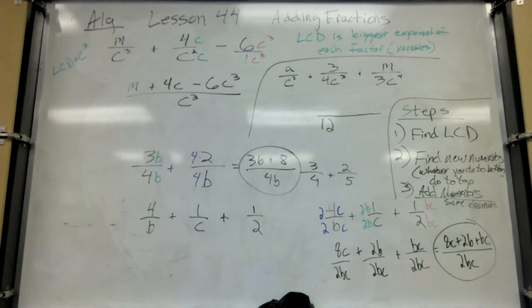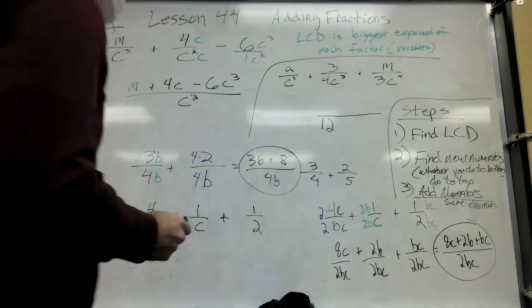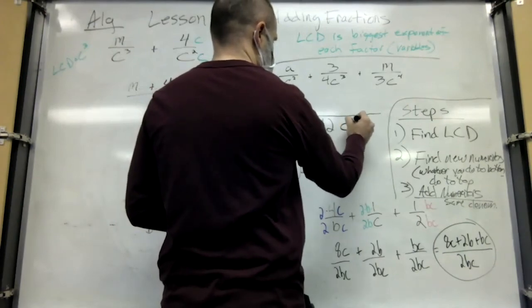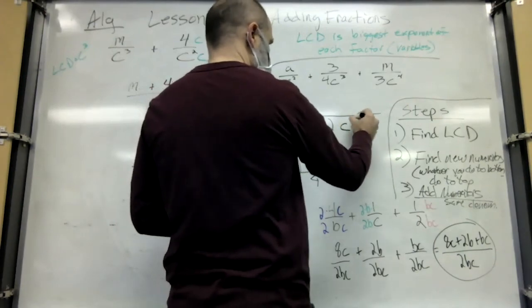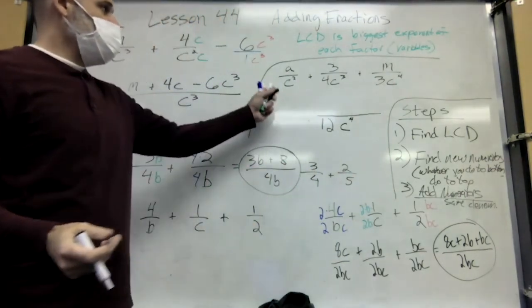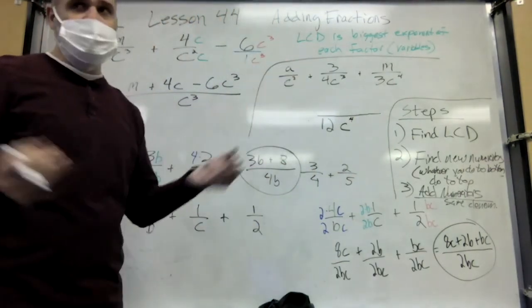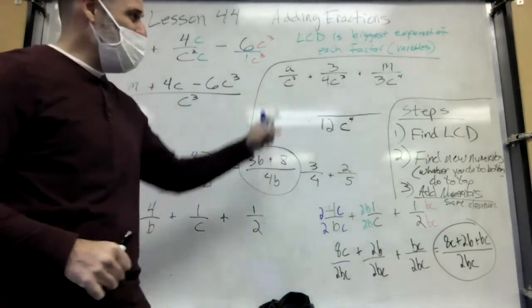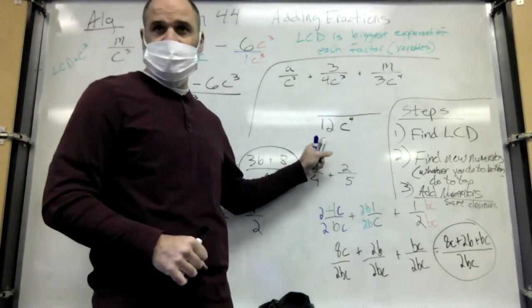Okay, what'd you get for the least common denominator? Yep, so you're just looking for the biggest exponent of the c's. You got c squared, c cubed, c fourth. That's easy, c to the fourth. Okay, so now our goal is to make all these denominators look like this.